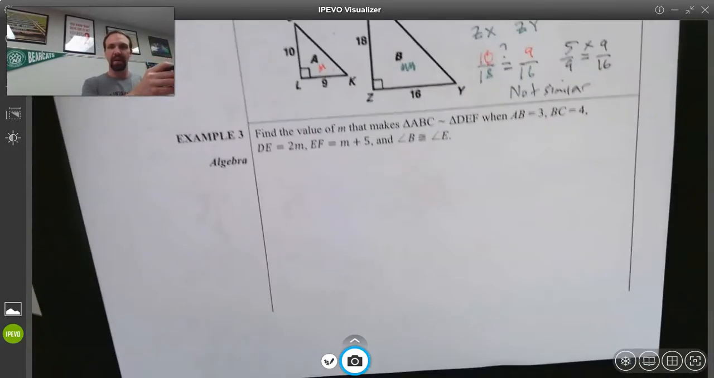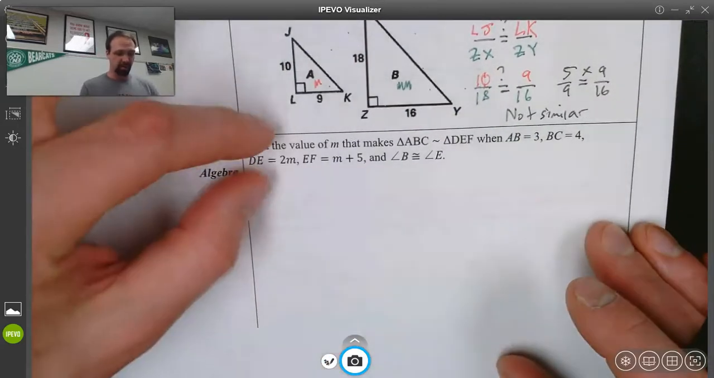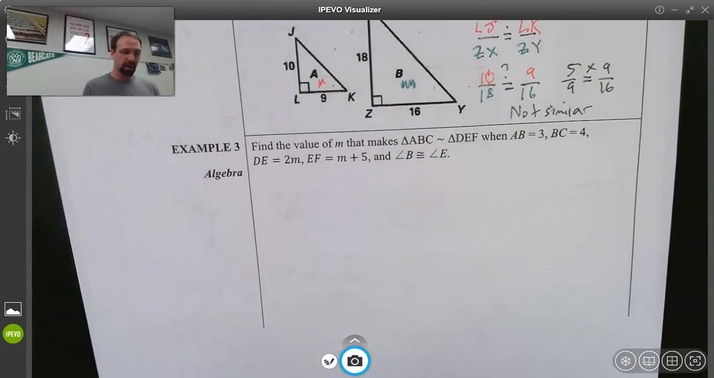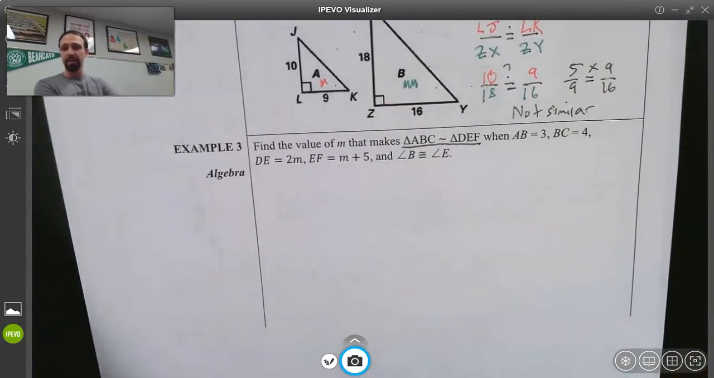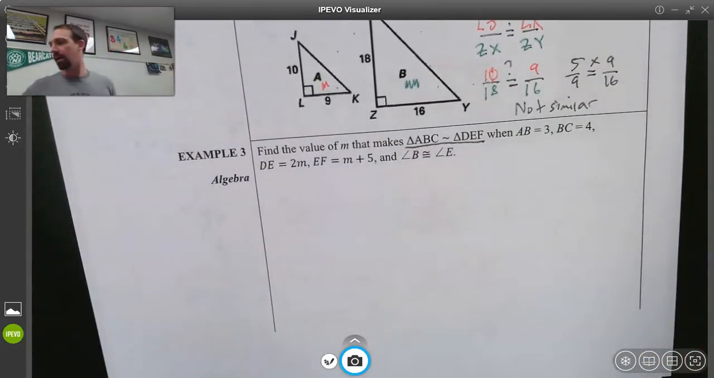So let's find the value of m that makes these triangles similar. So this is essentially a problem that we don't have the picture for. So we're kind of going backwards. We're saying we want to know what makes this statement true. And so what we need to do is go ahead and make a picture to go with this. Now your picture doesn't have to be 100% perfect. Just get a rough sketch, a rough idea of what it needs to look like.